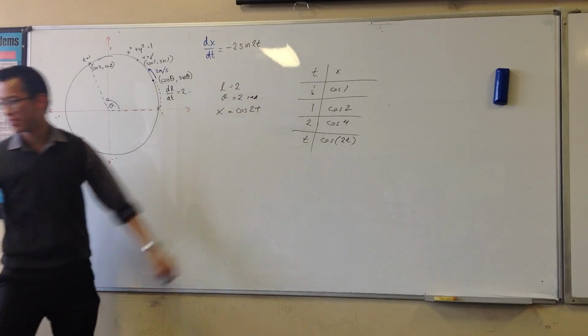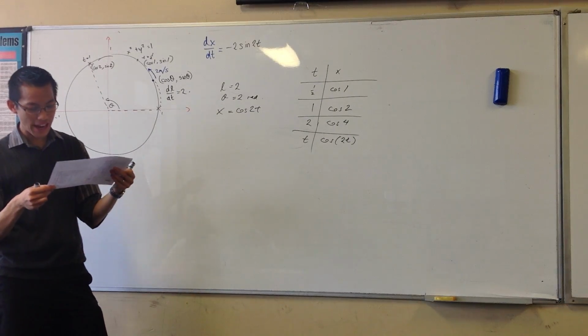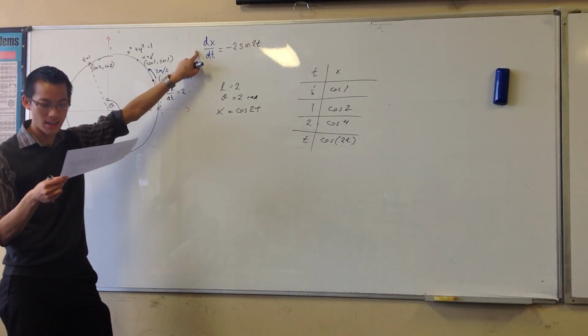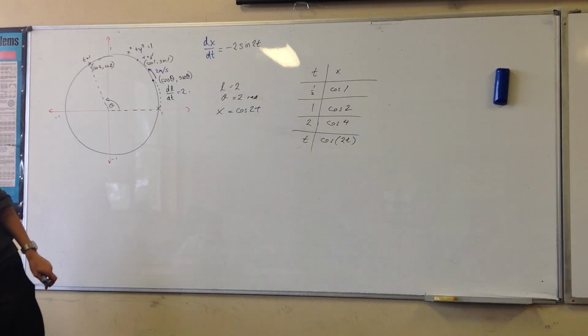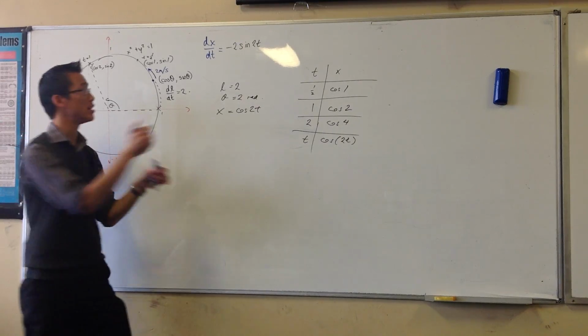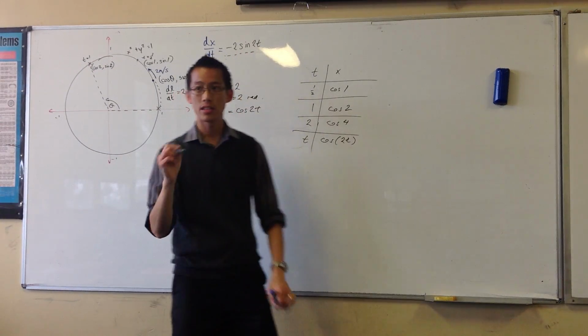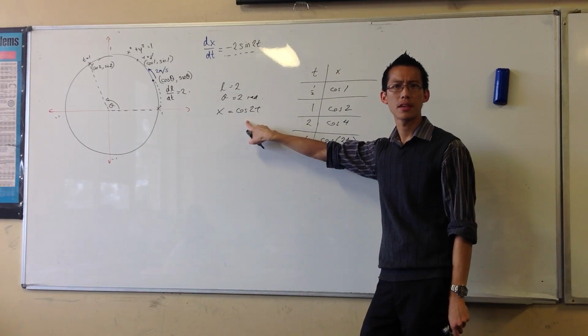But of course the question is a jerk, and it says, give me the rate of change of the x coordinate, give me dx on dt in terms of x. What a pain. Okay, so I'm in terms of t at the moment. What am I going to do? How can I twist and squeeze this thing so it's in terms of x? How would you go about it?